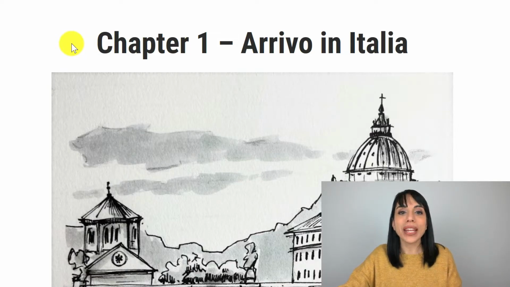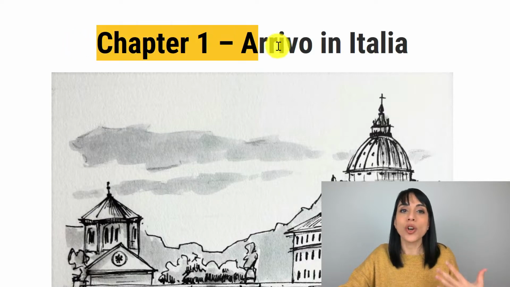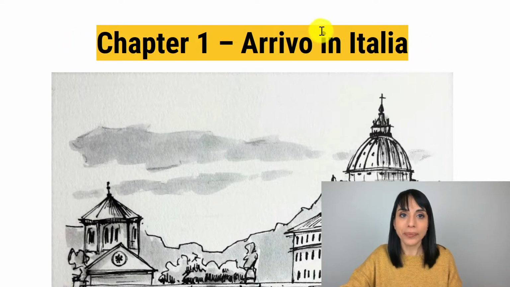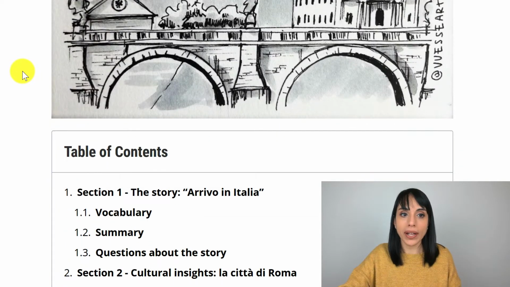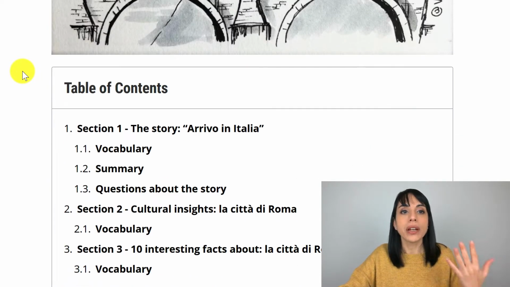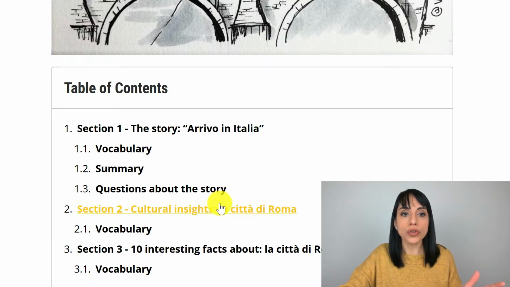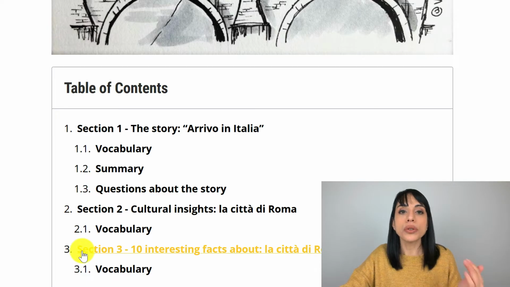So this chapter 1 is called Arrivo in Italia, and each chapter of this story, like this one, is going to be made of 3 sections. So we have section 1, section 2, and section 3. Let me show you how they work.